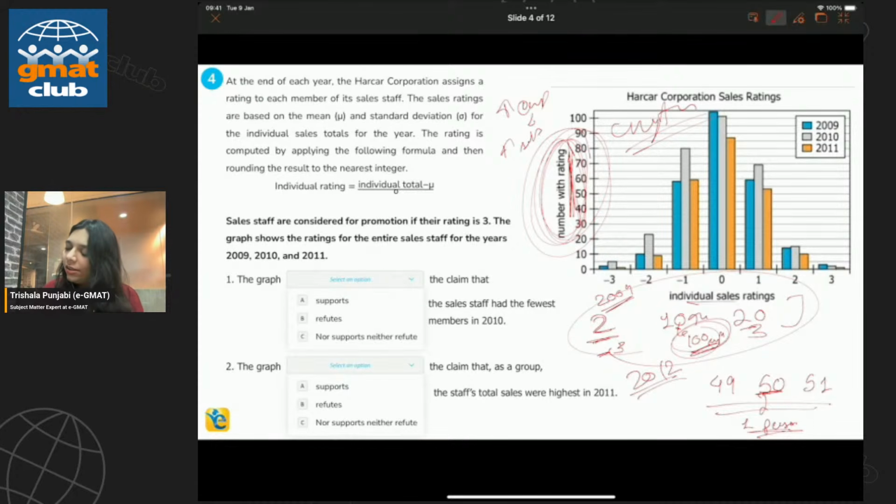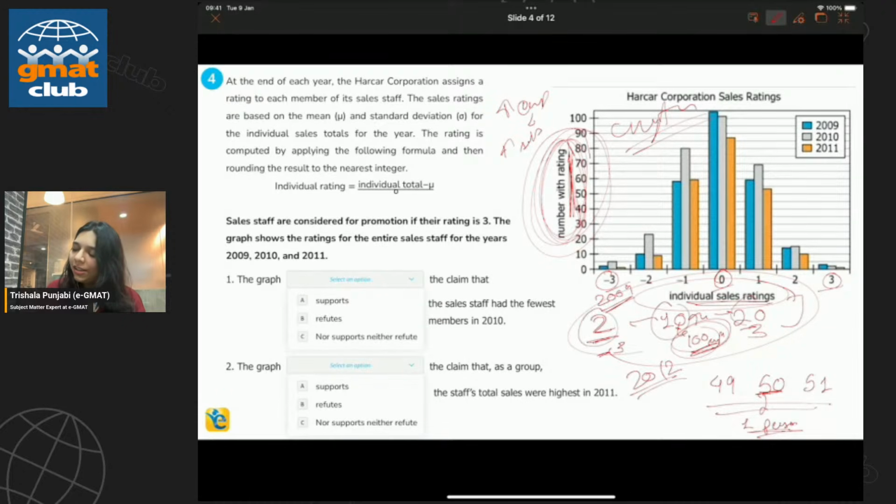Now let us look at this individual sales rating. Let us look at 0, 3, minus 3. What does it represent? 0, 3, minus 3. Awesome. Great. Glad to know that you guys are diagnosing what exactly happened. That's amazing. That's a very, very good skill to have. What does 0, 3, minus 3 say? That says how far you are from the median.